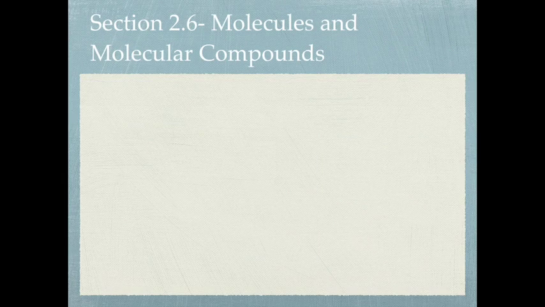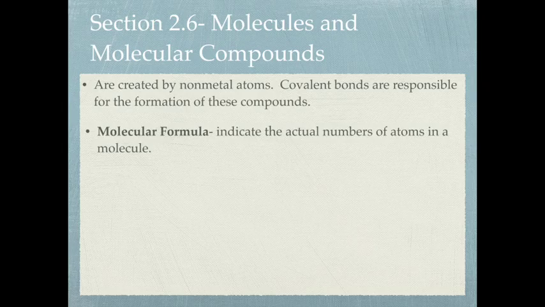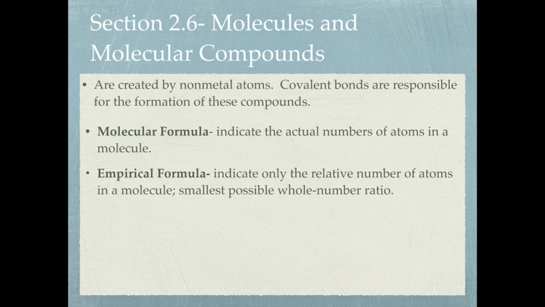The next thing that we're going to be talking about is molecular compounds. Now, molecular compounds are created by having 2 nonmetals bind together. The way that they're bound together is through a covalent bond, and a covalent bond results from the sharing of electrons, which we'll look at a little bit later on. Now, there are 2 different types of formulas that you can have for molecular compounds. You can have a molecular formula, which represents the actual numbers of atoms in a molecule, versus the empirical formula, which indicates only the relative number of atoms. So it's the smallest possible whole number ratio.